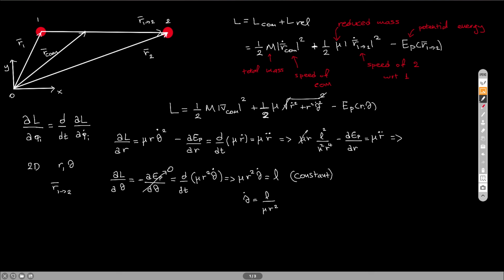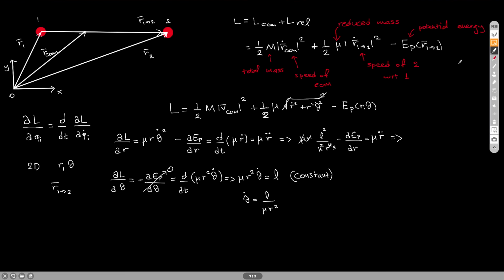And here, this reduced mass with the square will cancel out, and the r with the 4 will become a 3. So the equation becomes the reduced mass r double dot is equal to minus dU over dr plus L squared over the reduced mass times r cubed.